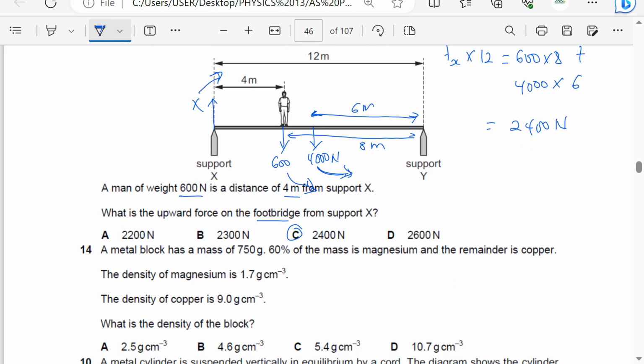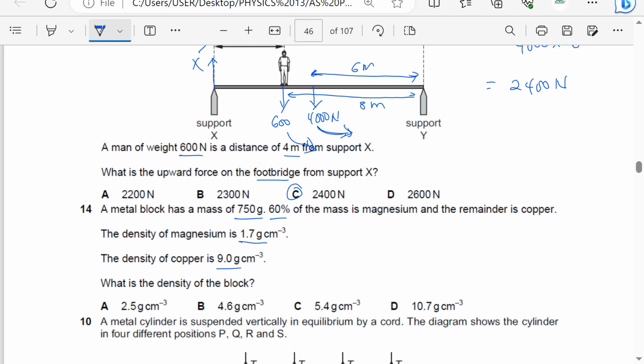A metal block has a mass of 750 grams. 60% of the mass is magnesium and the remainder is copper. The density of magnesium is 1.7 grams per centimeter cubed. The density of copper is 9 grams per centimeter cubed. What is the density of the block? So this is like a mixture, and the block is the mixture.